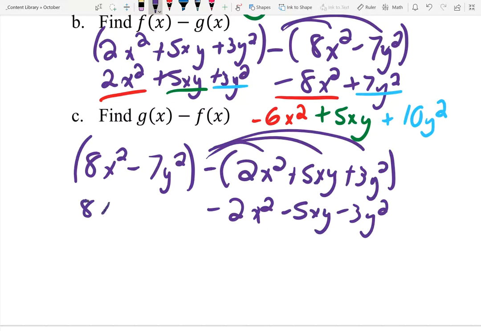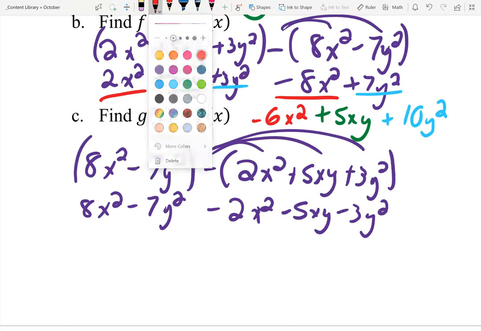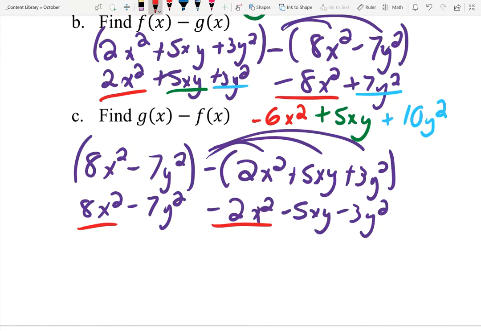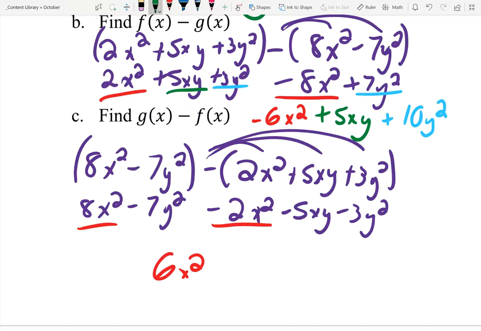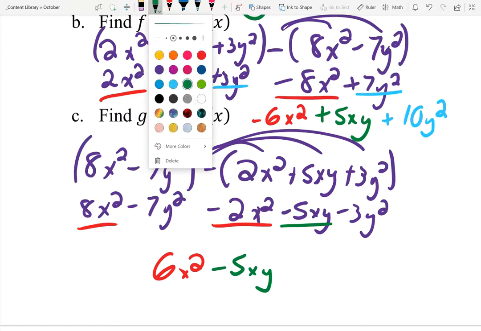So now I can combine my like terms without really any issues. So 8x squared minus 2x squared, 8 minus 2 makes 6, so it's 6x squared. And you'll notice that's the opposite of what we got in B, where we had negative 6x squared. Now, just for the sake of it, we'll look at the xy next. So negative 5xy. Again, there is no other xy term, so it's going to stay the same. So it's minus 5xy. You'll notice, again, that's the opposite of positive 5xy that we had in part B.